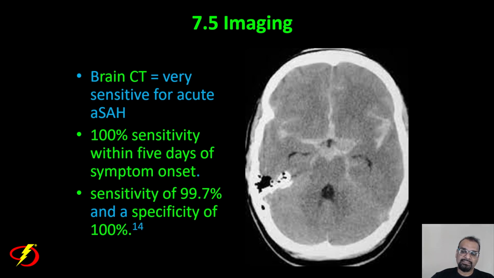Brain CT is very sensitive for acute subarachnoid hemorrhage. It has 100% sensitivity to detect subarachnoid hemorrhage within 5 days of symptom onset.